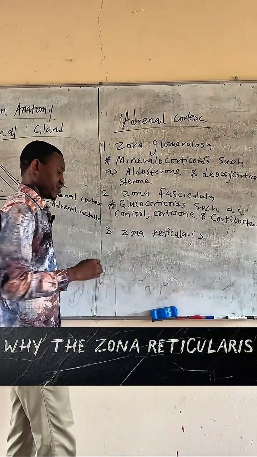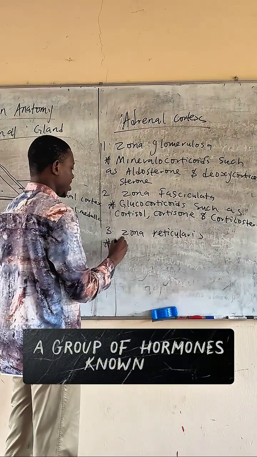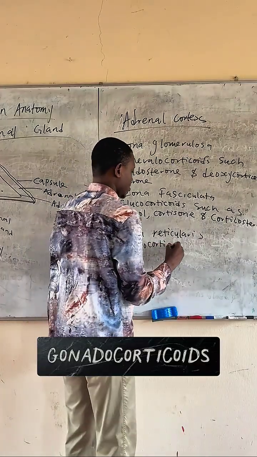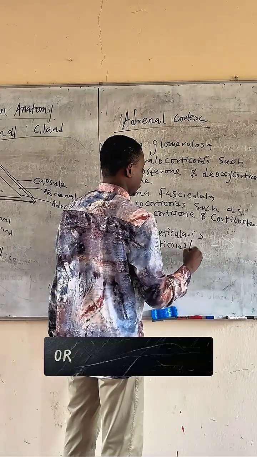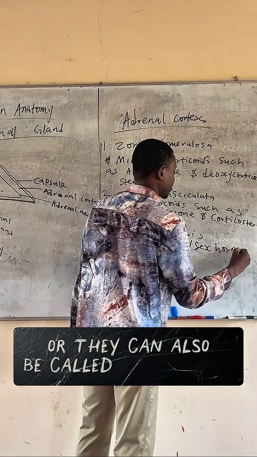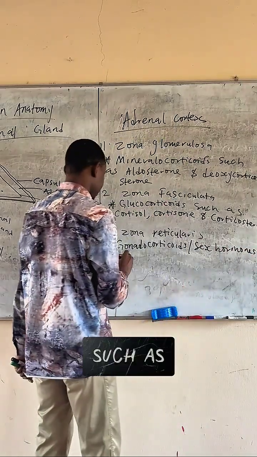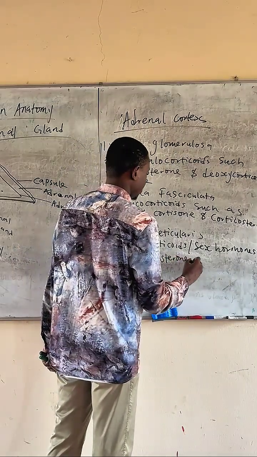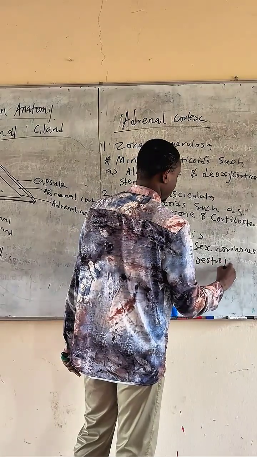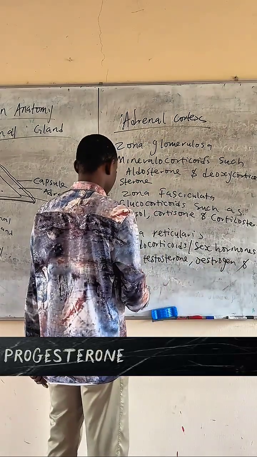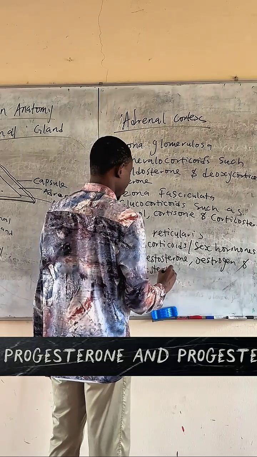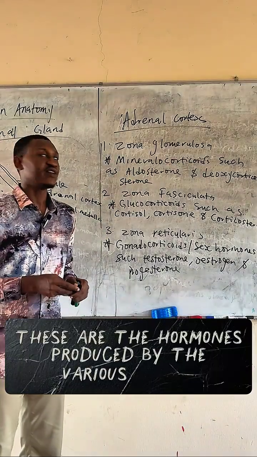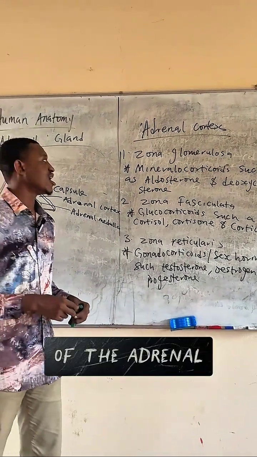While the zona reticularis produces a group of hormones known as gonadocorticoids, or sex hormones, such as testosterone, estrogen, and progesterone. So these are the hormones produced by the various layers of the adrenal cortex.